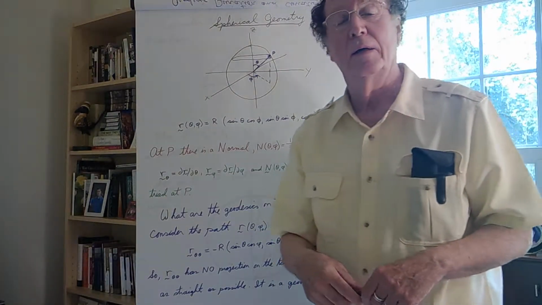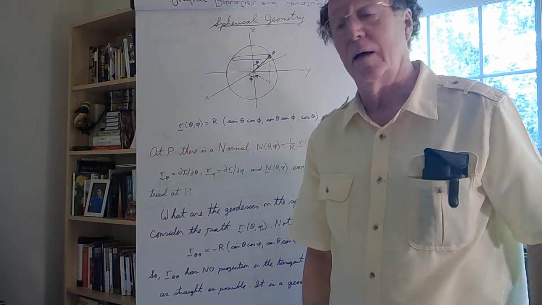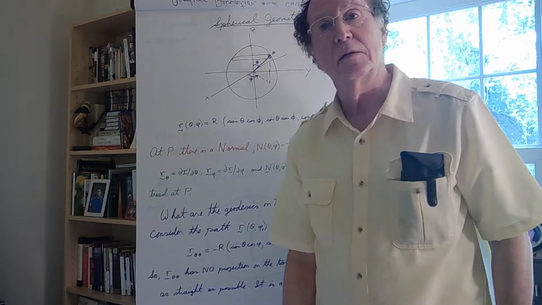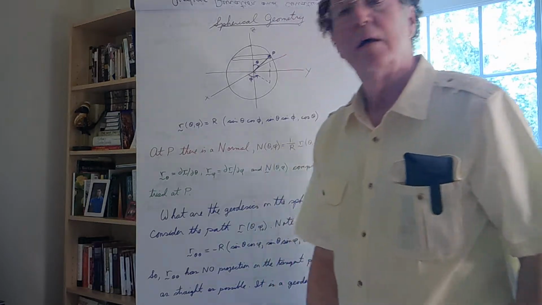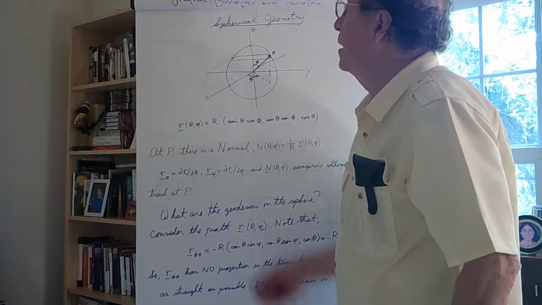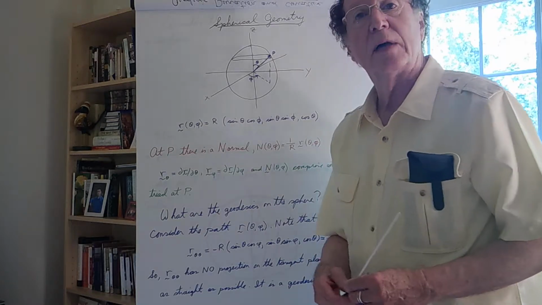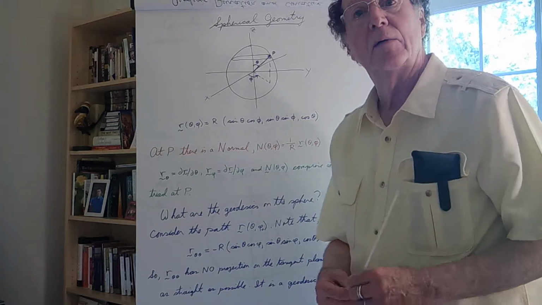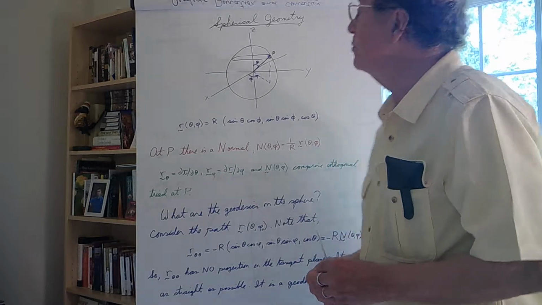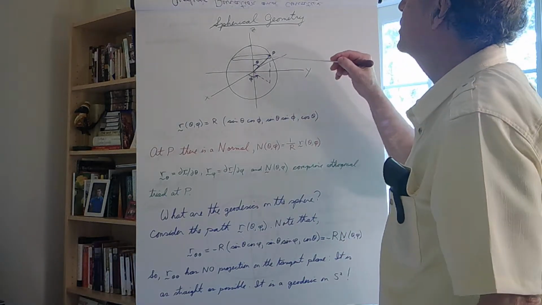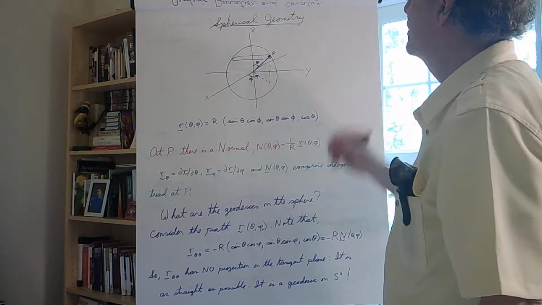Welcome back to the next lecture in our course on classical differential geometry for physics students. We're going to start a short topic on spherical geometry. We reviewed planar geometry, and now let's talk about the geometry on the surface of a sphere.